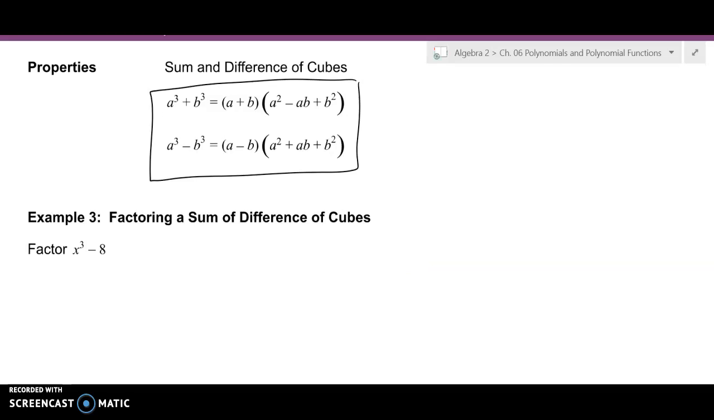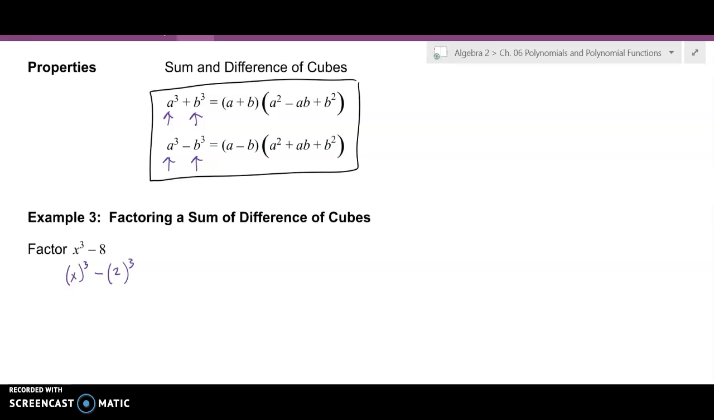But the key here is that you're going to get A and B values that can be cubed to get what you want. So if I'm looking at example 3, I got x cubed, so my A is just going to be x. Okay? And then for the 8, I know that 2 to the third power is 8, so I'm going to go minus 2 cubed. So now if I'm looking at it, I see that I got an A cubed minus B cubed.